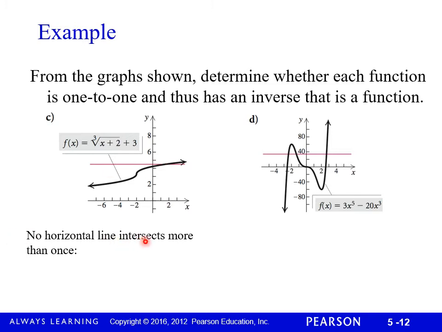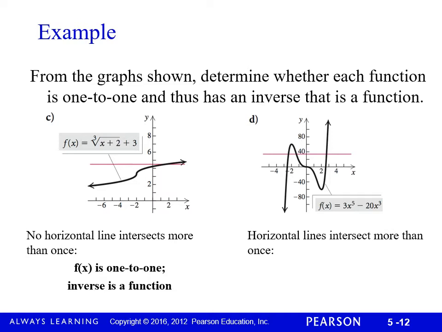No horizontal line intersects more than once. It only touches at one point. So this is a one-to-one function, and its inverse is a function. Here we can see a horizontal line is touching actually 3 places. So the horizontal line intersects more than once. It is not one-to-one. The inverse is not a function. Okay, that's the horizontal line test.